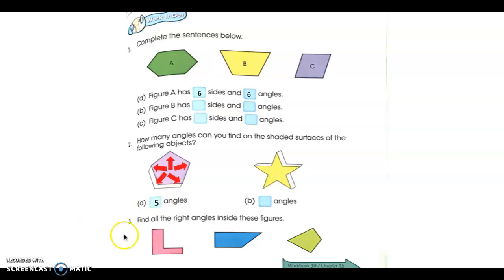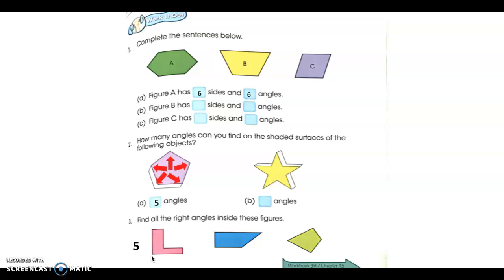Now see this one. Find the right angles inside these figures. So this is 1, this is 1, 2, 3, 4, 5. So in this L-shaped figure, I find there are 5 right angles.